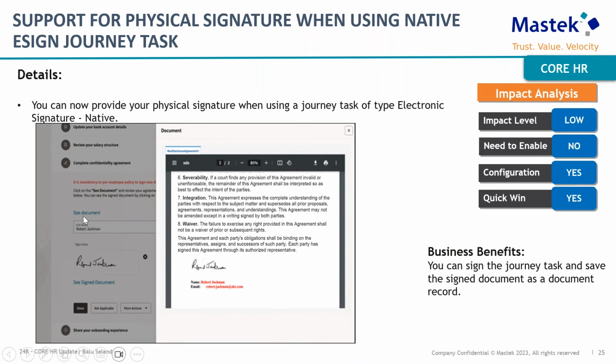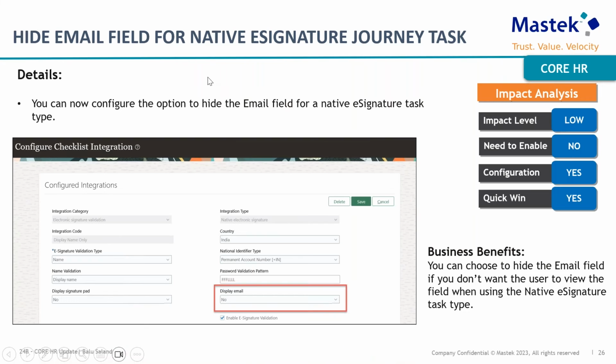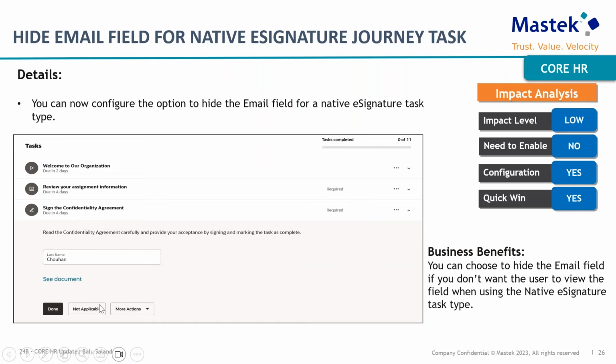This is how it looks like when a user signs a document, and they'll be able to view. And you can also sign the journey task and save the signed document as a document record with this feature. Now we also have an option to hide the email field for the native signature journey task. So by configuring this display email as no, users will not be able to see the emails from now on. You have that option and can be used if you want to hide email from the task.